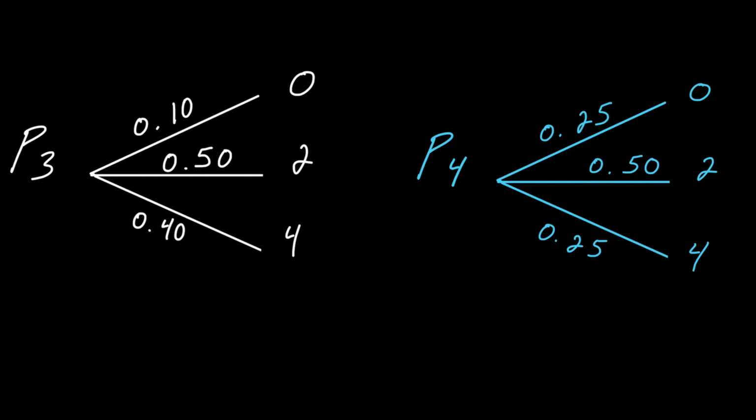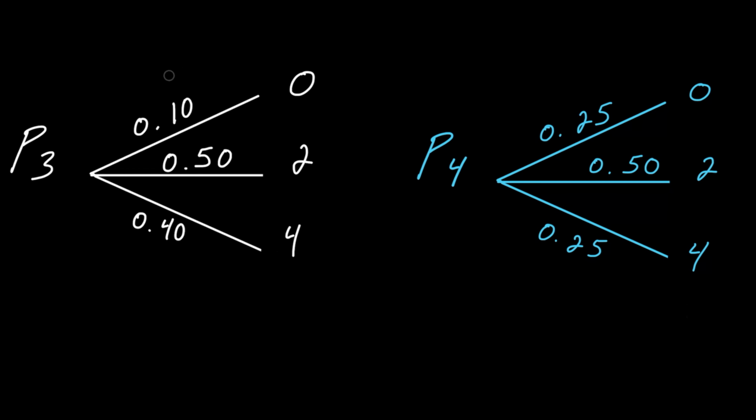We've got portfolio 3 and we've got portfolio 4. Portfolio 3, a 10% chance of making 0, a 50% chance of making 2, and a 40% chance of making 4. Portfolio 4 offers a 25% chance of making $0, a 50% chance of making $2, and a 25% chance of making $4. So again, I ask, well, what's a better option?